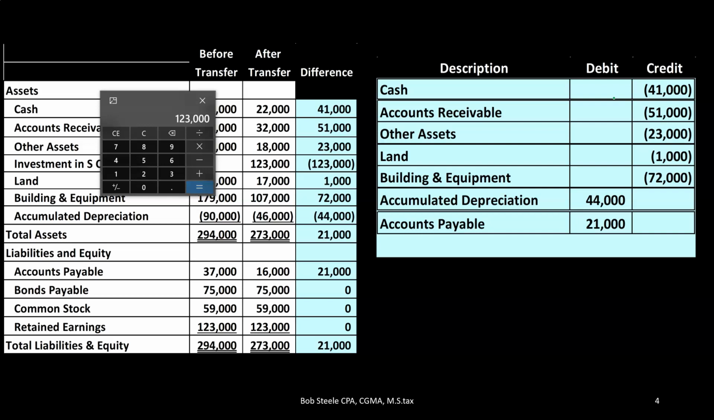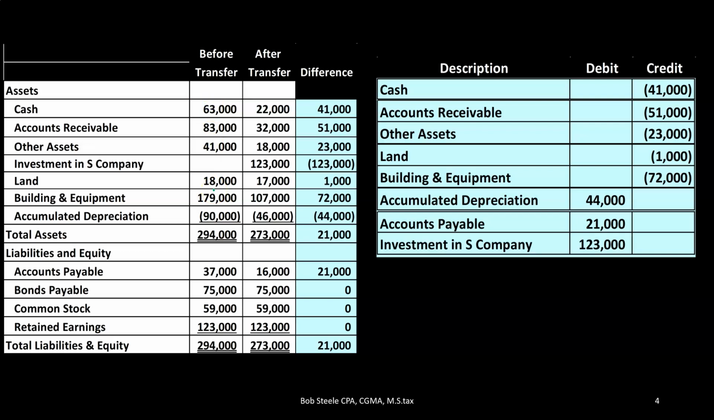That leaves us with the 123,000. And that's what we need to be in balance too, credits minus the debits. Where are we going to put that? Where does that 123,000 fall into play here? We're going to put that in an investment in S company, because we're going to transfer to S company. We fully own S company.